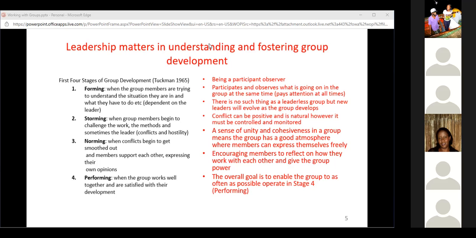Leadership gives a sense of unity and cohesiveness in a group, and I mentioned that when we were looking at the stages. A leader will encourage members to reflect on how they work with each other and give the group the power that they need to go out there and do what is required to ensure that the group serves the purpose for which it was formed initially.